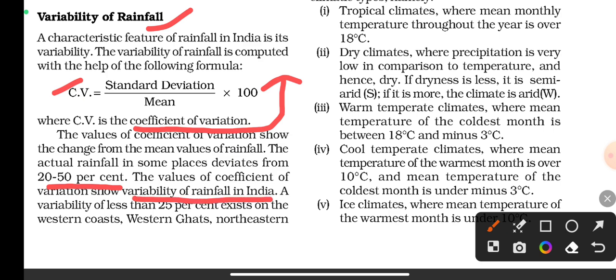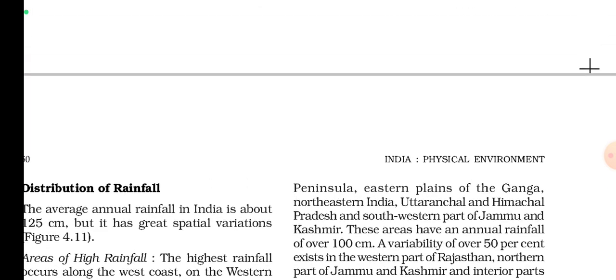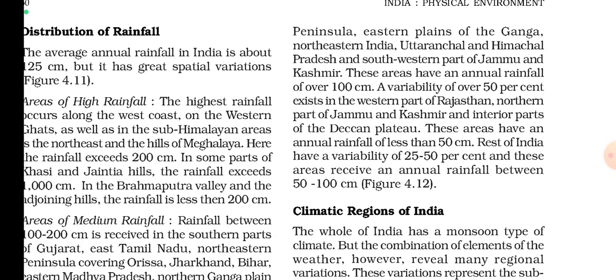A variability of less than 25% exists on the western coast, western Ghats, northeastern peninsula, eastern plains of the Ganga, northeastern India, Uttaranchal and Himachal Pradesh, and southwestern part of Jammu and Kashmir. These areas have an annual rainfall of over 100 cm.